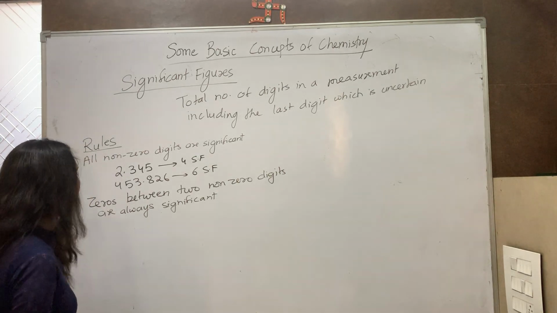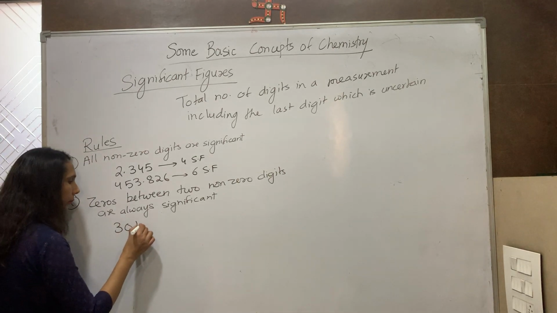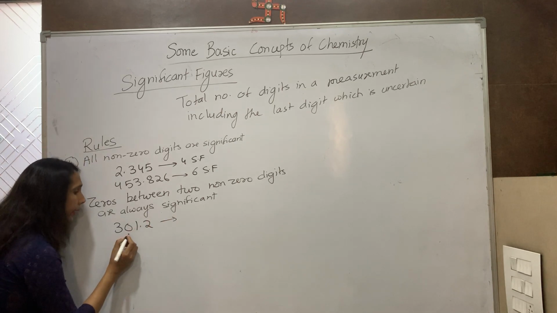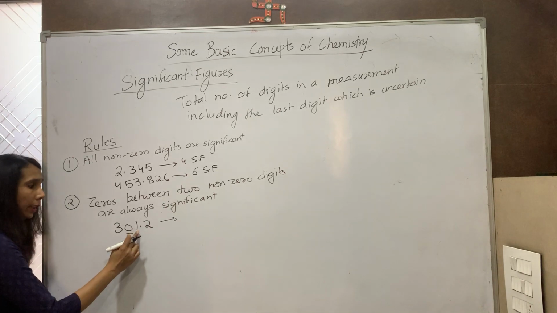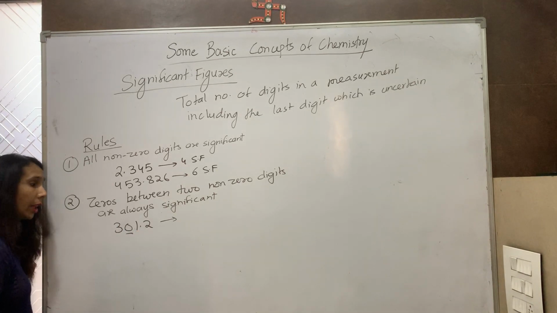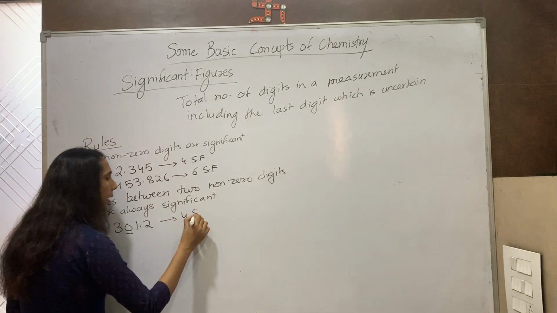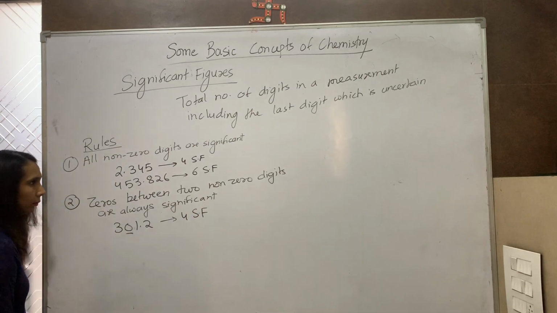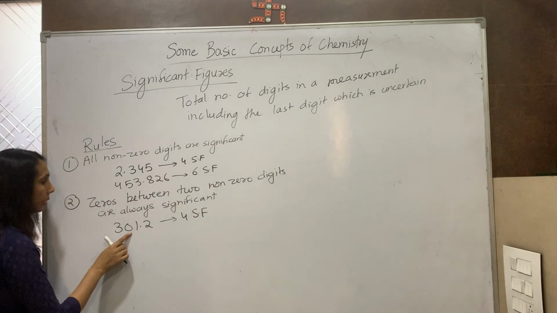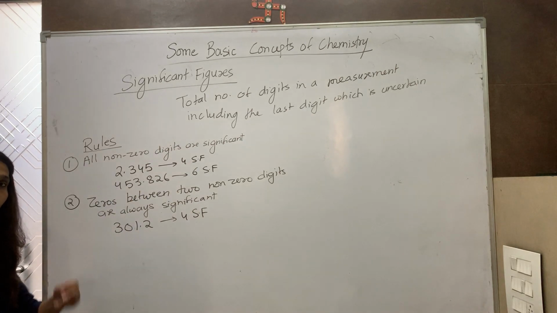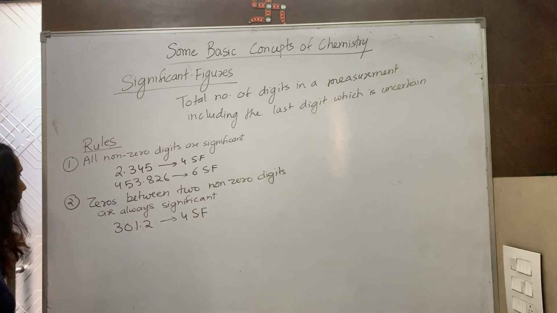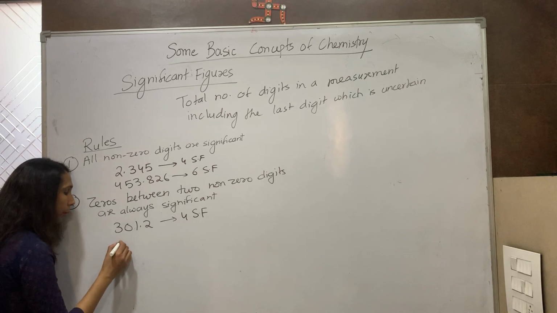So let us take an example. You can see this 0 is between non-zero digit 3 and 1. So it is significant. The total number of significant figures are 4. We know last digit is uncertain, and in the definition we have said we have to include the last digit which is uncertain. Let us take one more example.